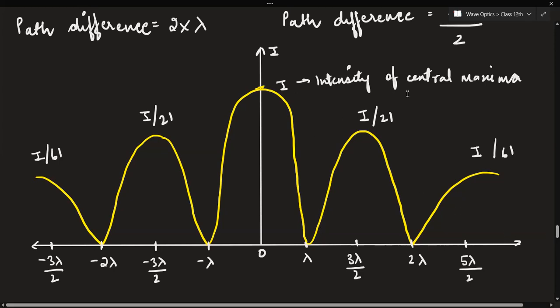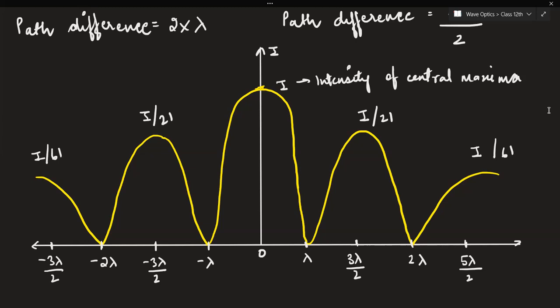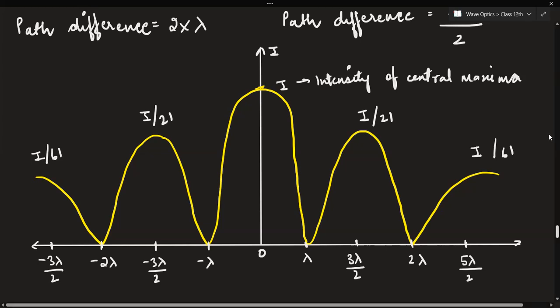Now, why have I written I by 21? Why have I written I by 61? That is totally derived through certain derivations. That is not a part of your syllabus. You just remember, if by chance you are asked to draw the intensity distribution curve, do write these values. But how it has come exactly, that is done by certain derivations which are not part of your syllabus. You just have to remember intensity is decreasing.